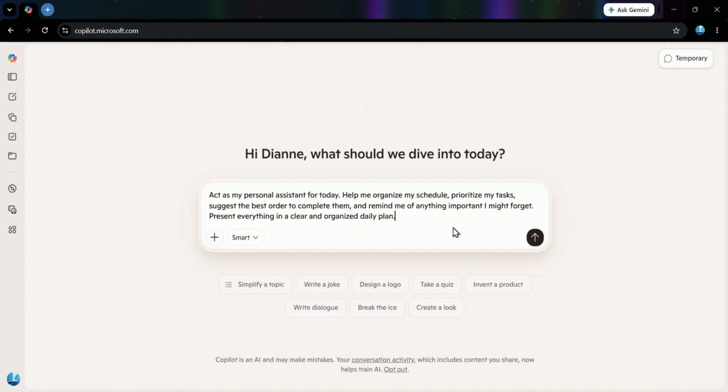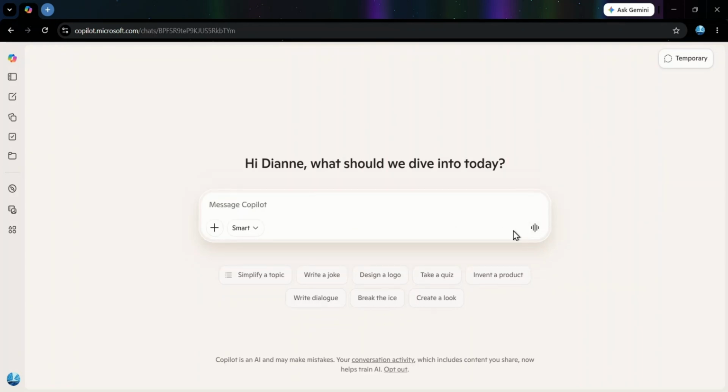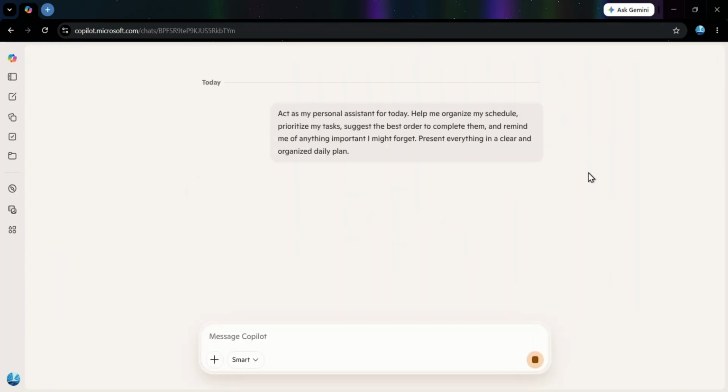Here, I type a comprehensive command asking Copilot to act as my personal assistant for the day, manage my schedule, prioritize my tasks, suggest an optimized order for completion, and remind me of easily forgotten details, all organized into a clear daily plan. Once the prompt is complete, I click the Upload arrow button to submit it.